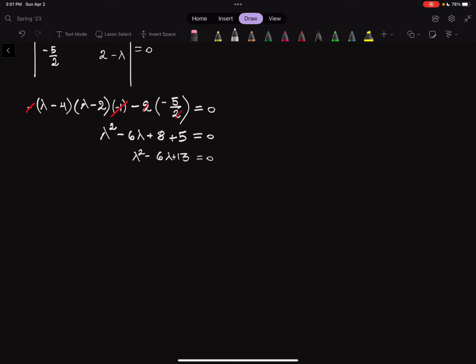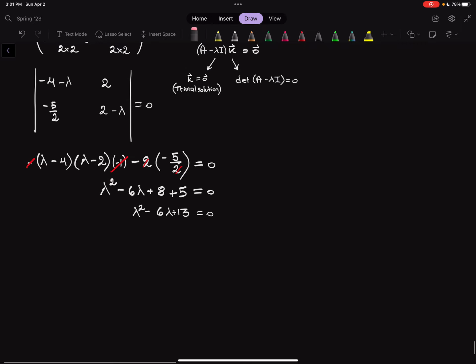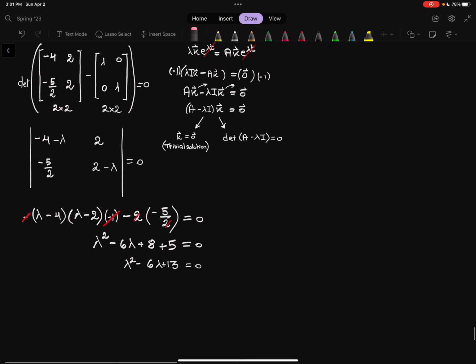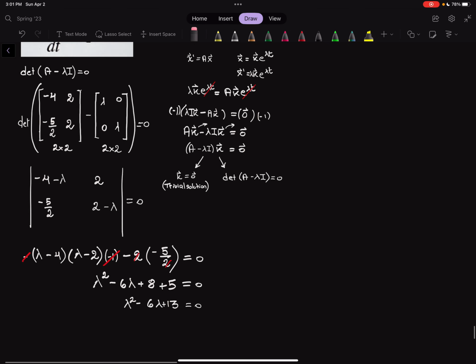Now, can you think? I don't think I can. Can you think of two numbers that add up to 13. No, that multiply to 13. Well, 13 is a prime number. And so it's either we did something wrong here, or this is going to be complex roots. Well, let's see. We are over here.